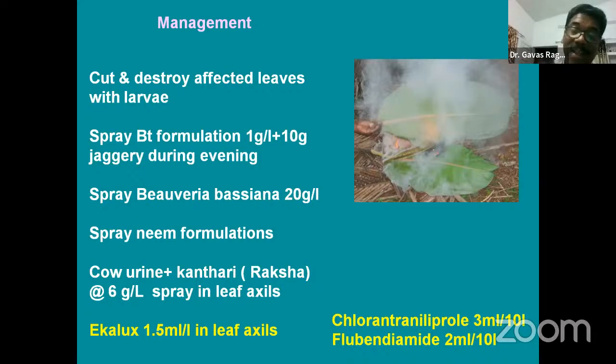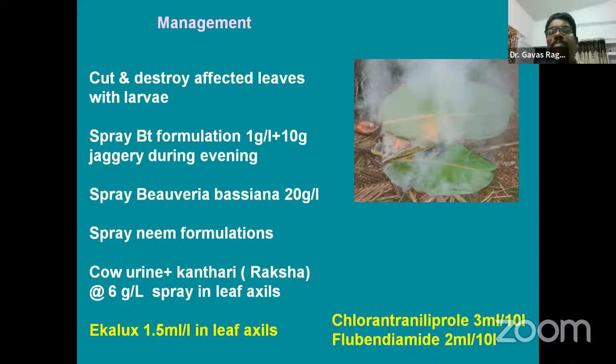Kandari is a red chili, which is mixed. Farmers use this and they spray onto the leaf surface, which acts both as a deterrent and as a killing agent for this pest. Coming to the chemical management, we can use quinalphos, also known as Ekalux, at the rate of 1.5 to 2 ml per liter as a foliar spray.